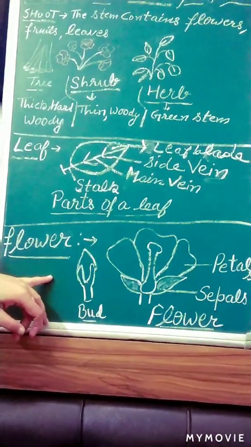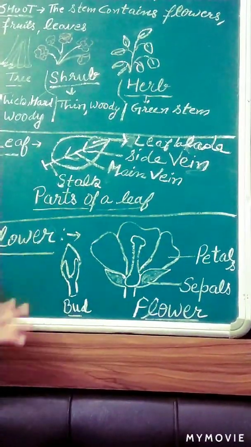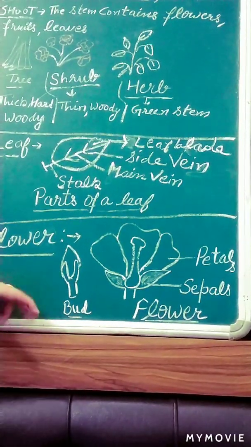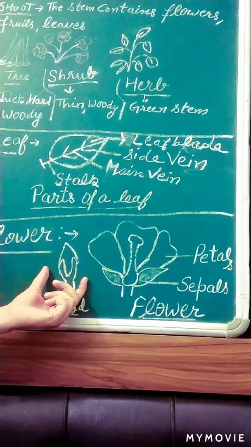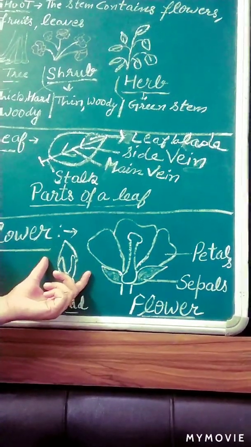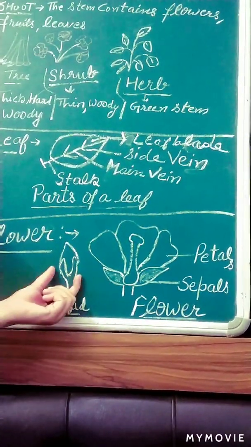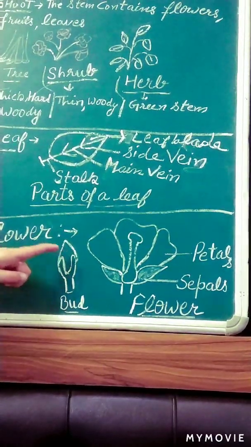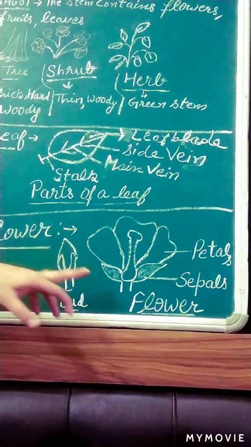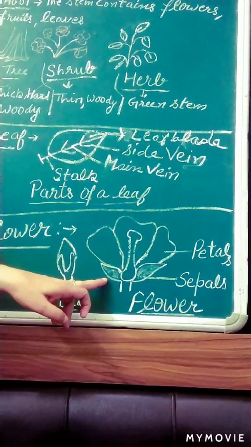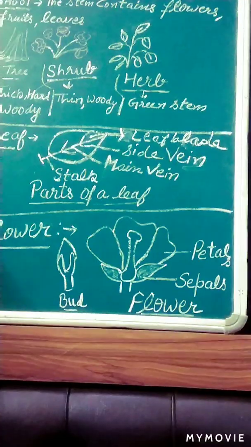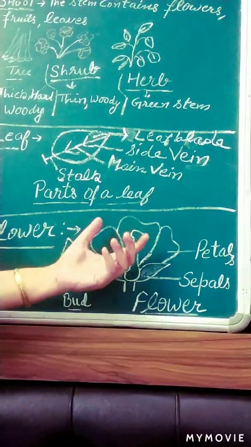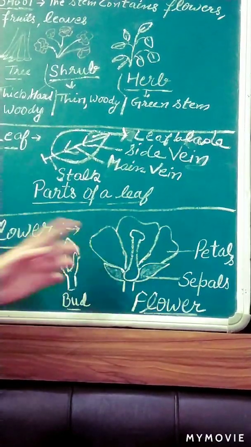Another part of the plant is flower. Flowers are colorful parts of the plant. They grow on the stem. Firstly, they appear as a bud on the stem. The green parts that enclose the flower, these green leaves, are called sepals. They provide protection to the flower.